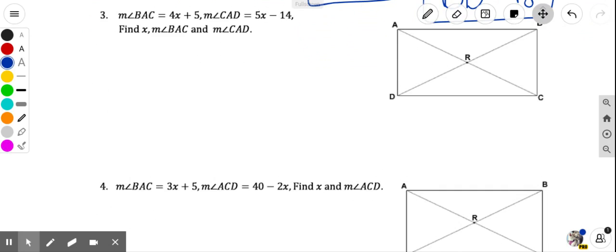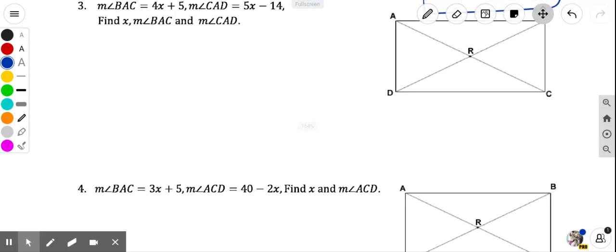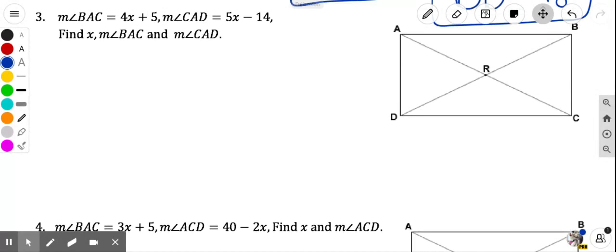Okay, this is the last one we're going to do. We're going to skip number 4 because you don't have any examples like that on your practice. So let's do number 3 now. So number 3, we're given angle BAC. Angle BAC is 4x plus 5. So BAC, that's right here, 4x plus 5. And then the other one we're given is CAD. CAD is 5x minus 14.